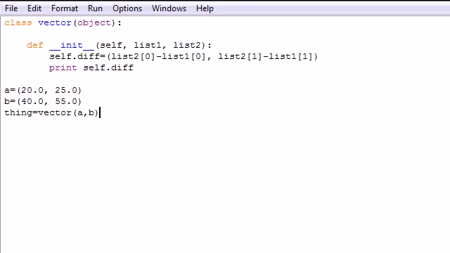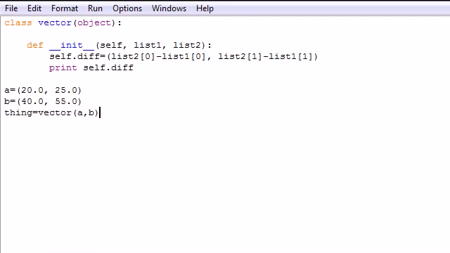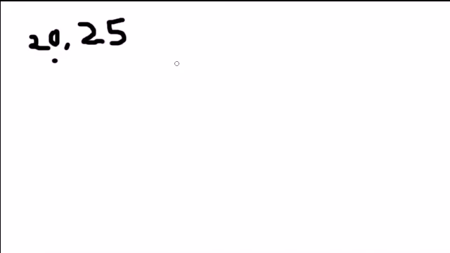So in my last tutorial we had 2 points, one at 20, 25 and one at 40, 55. So if we went over 20 and down 25, let me put 20, 25. Wow, I got pretty good handwriting on screen. And then we went over 40 and down 55. So over 40, down 55. So I'll put this at 40, 55.